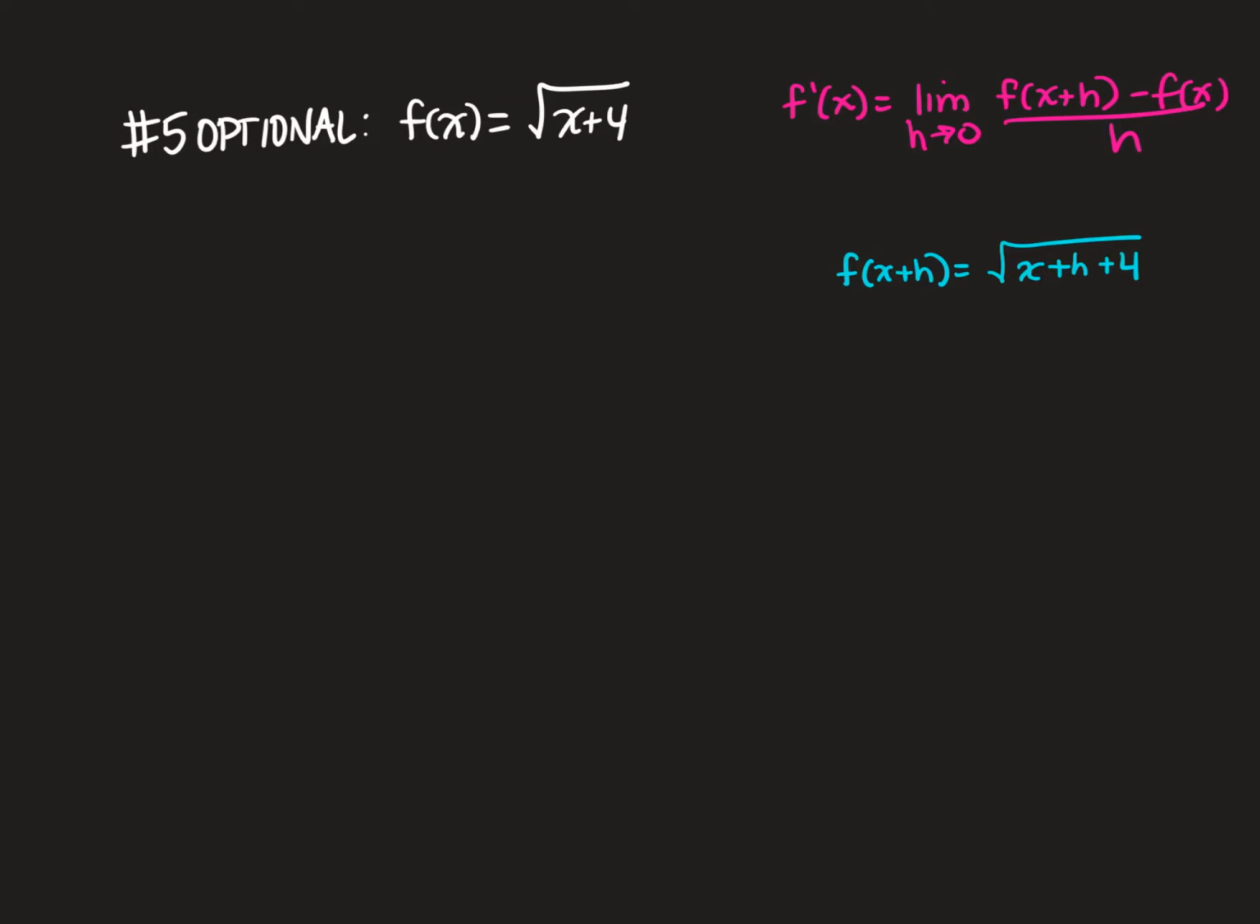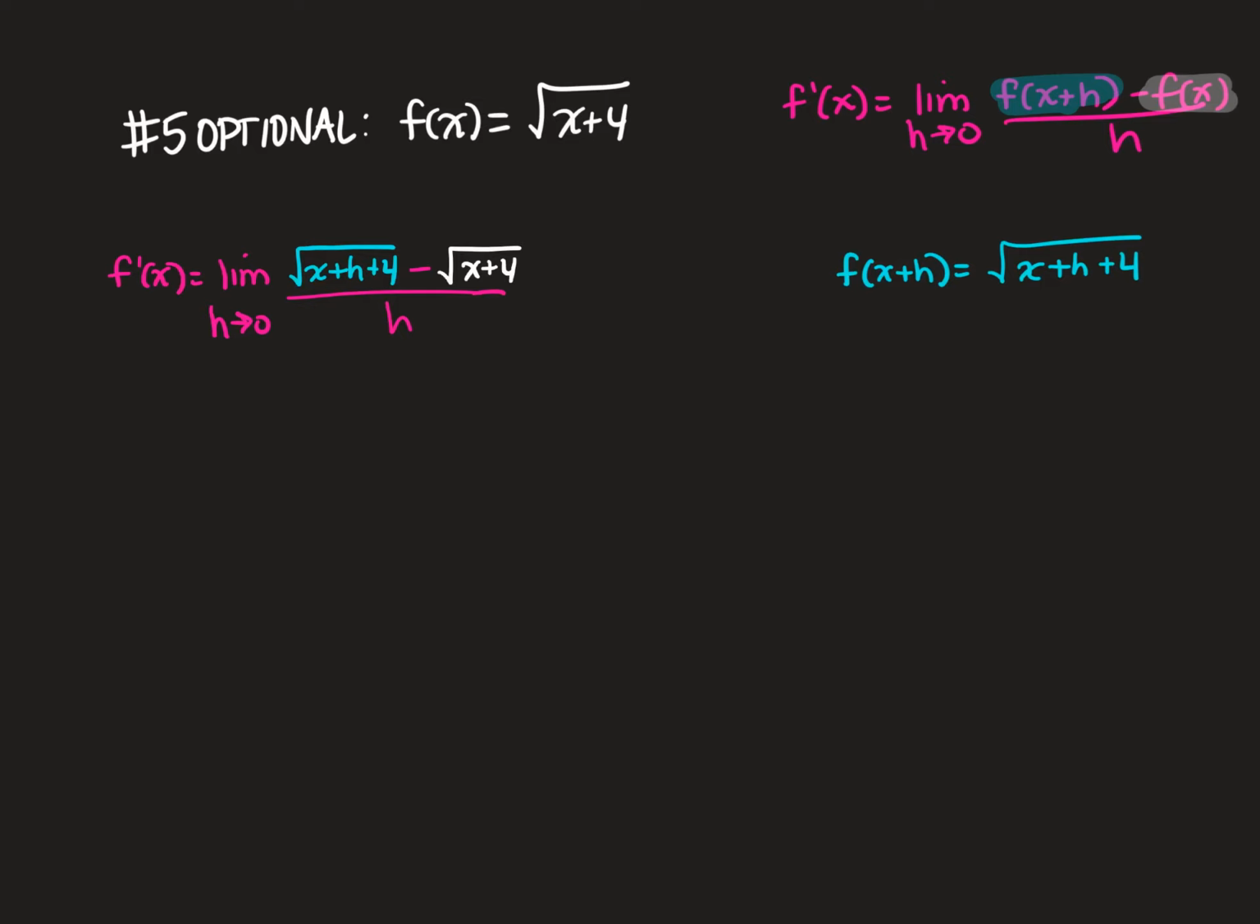I know that's going to go here. I know what f of x is. That's going to go here. And so I can begin to write out what my derivative is. So my derivative is the limit as h approaches 0 of f of x plus h, which is the square root of x plus h plus 4, minus f of x, which is just square root of x plus 4, all over h. And then hopefully you recognize that you can't really combine any like terms here.